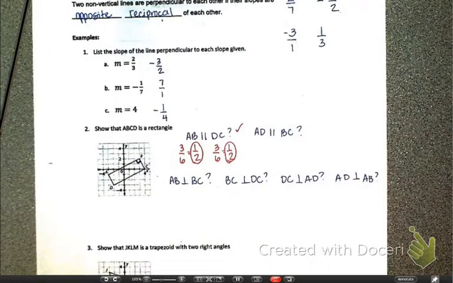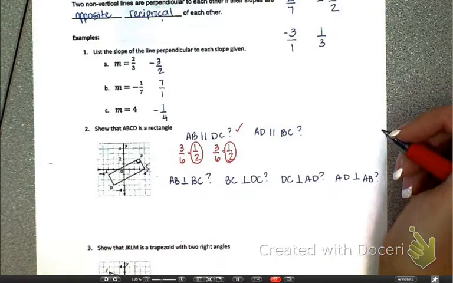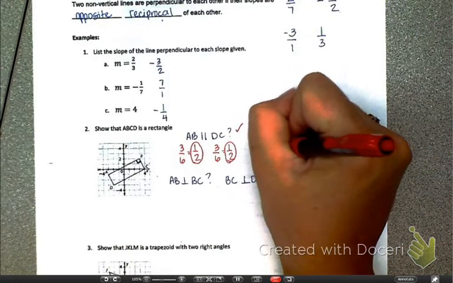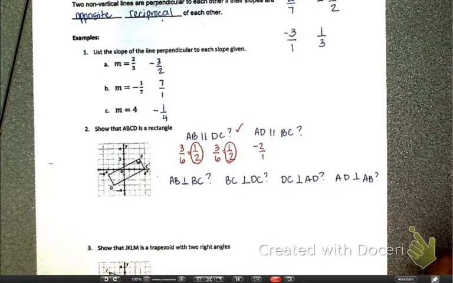So let's do AD. Bella, slope of AD. AD equals -2. Okay, -2. I'm going to put it over 1 just so we have rise and run, but -2 is fine. And Josh, BC, slope of BC.